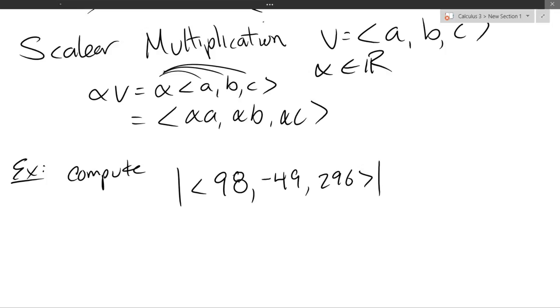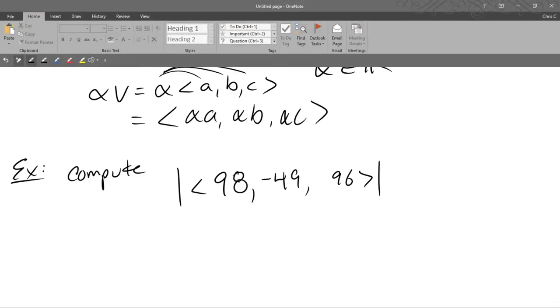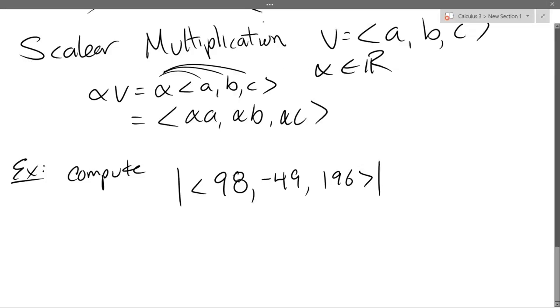I meant 196, obviously. All right, so that would be pretty crazy to ask you to compute this directly. Do you want to square these numbers? No. Maybe 49, but I don't really want to square the other ones. That's not very exciting. What could I factor out? I could do a 7. I think we can get out 49, hopefully, if I did my arithmetic right.